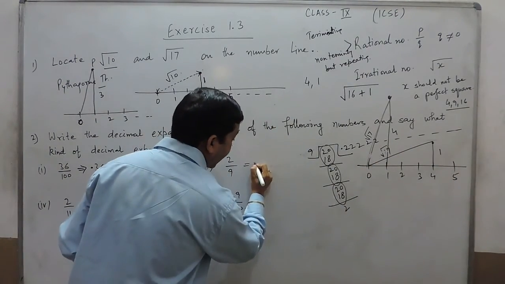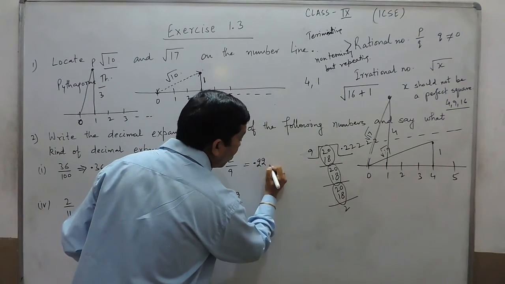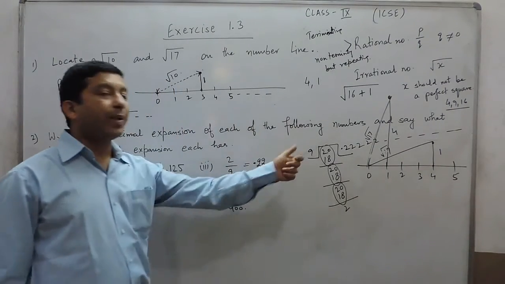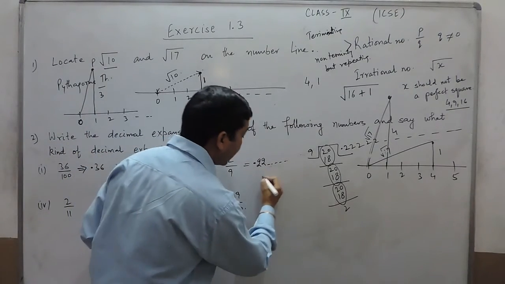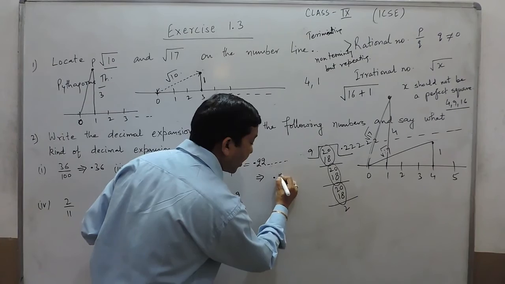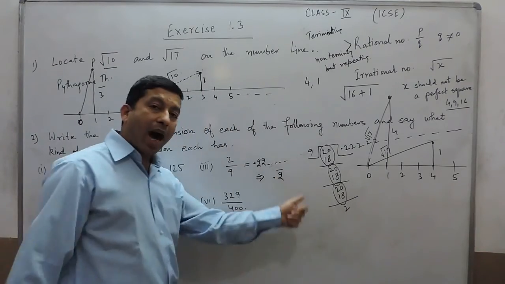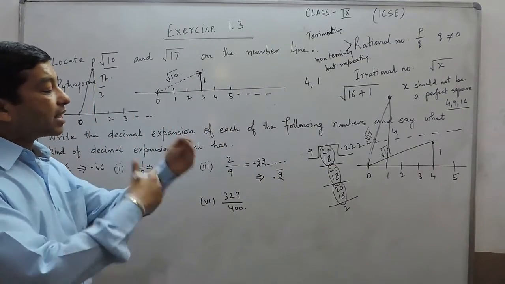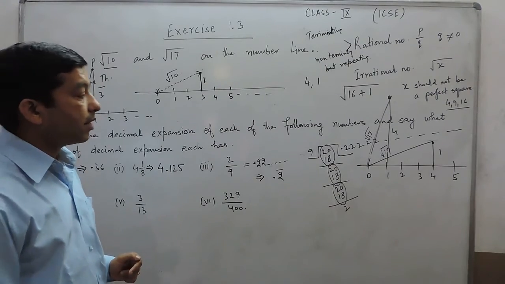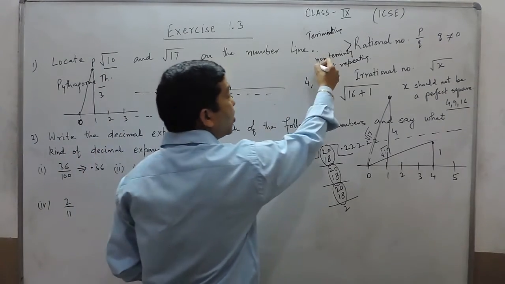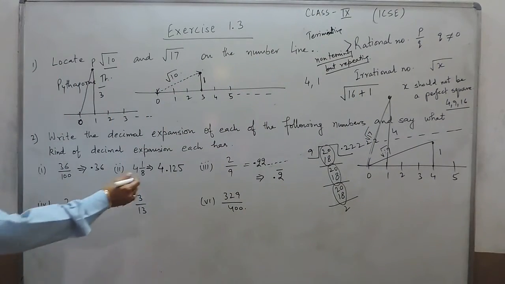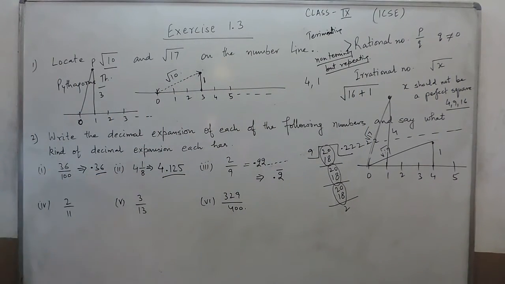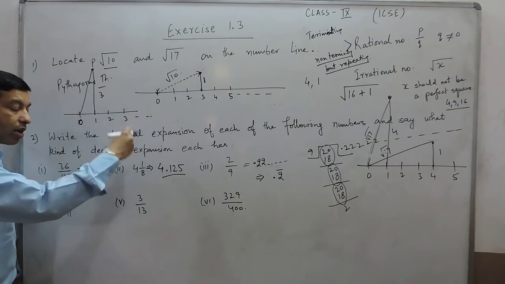So here I can write 0.222 and dash. This means that the answer will keep on repeating itself, or this can be represented as 0.2 bar. This bar means that 2 is repeating itself infinite times. So this is known as a non-terminating but repeating decimal. While in this case and this case they are terminating decimals, because after a particular point they are not repeating themselves.